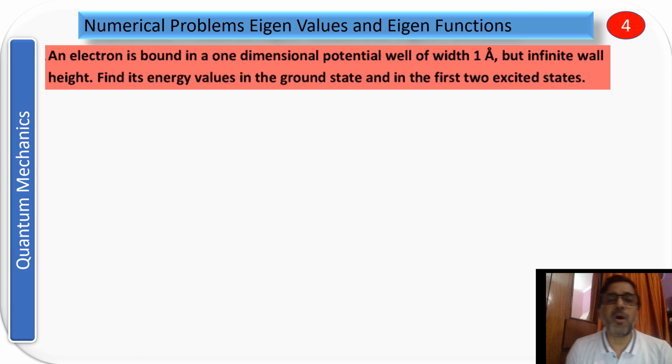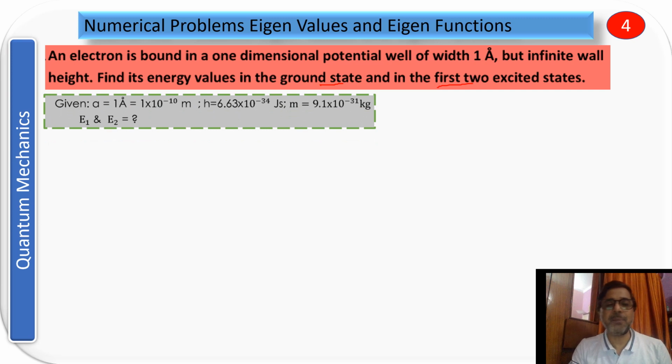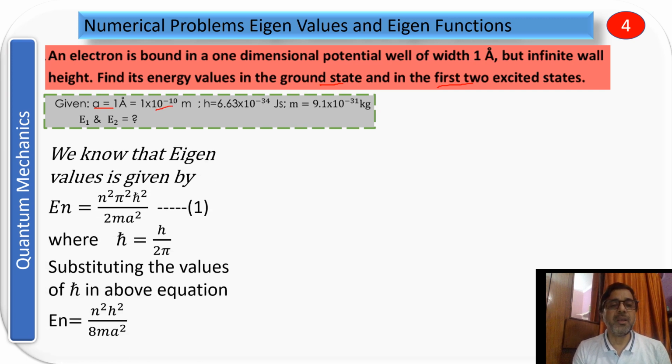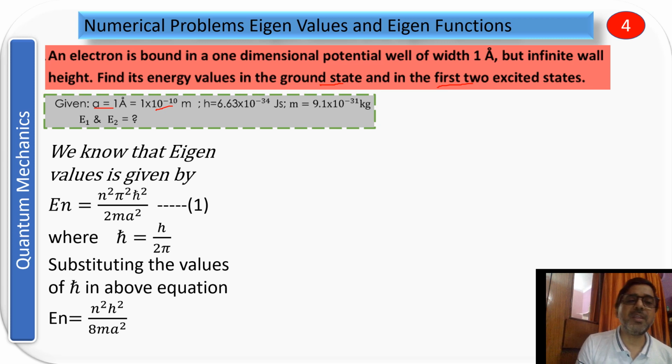An electron is bound in a one-dimensional potential well of width 1 angstrom. So here again the width is given, with finite wall height, of course the same thing. Find its energy value in the ground state, which means n equal to 1, and in the first two excited states. So this I have taken in a slightly different way, therefore I am going to show you. Here A has been given as 1 angstrom, so 1 into 10 to the minus 10 meter, and the rest are constants. You have to find the value in the ground energy state and the two excited states.